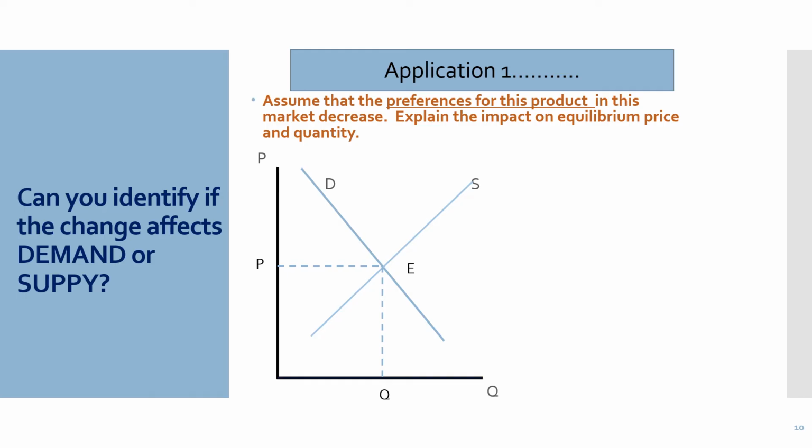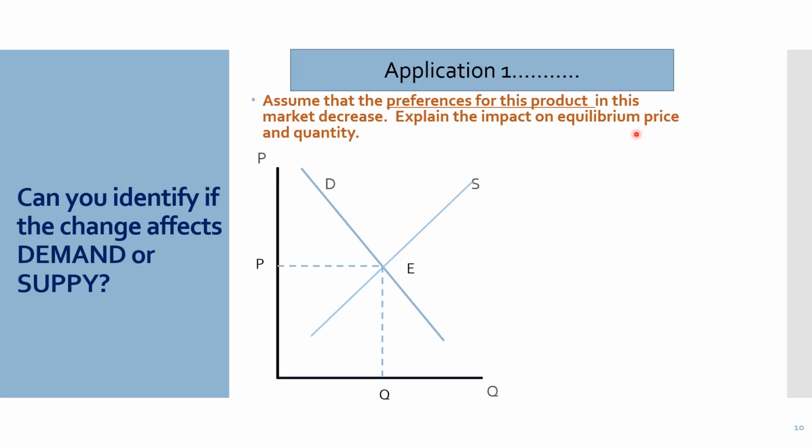The trick now is also to remember that you've got to identify the variable. So in this case, I've said assume that the preference for this product in this market decreases. Explain the impact on equilibrium price and quantity. Now, when you look at this, you've got to identify that preferences for this product is a determinant of demand and not supply.